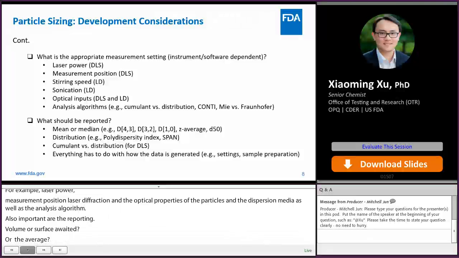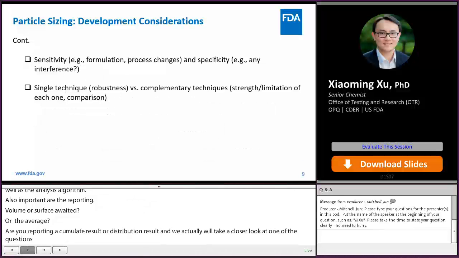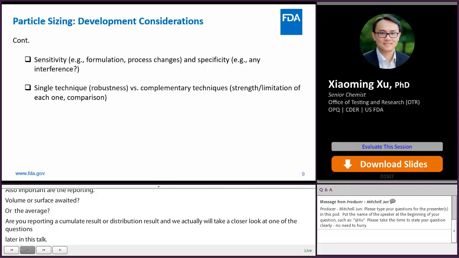Again, document everything that has to do with how data is generated, because those are important for the assessors to evaluate. And last but not least, is your method sensitive to formulation or process changes? For example, if you use a method for the purpose of quality control, you need to make sure that the method is sensitive. And generally, a single technique may be sufficient for either quality control or to demonstrate bioequivalence. However, it is sometimes advantageous to try a few complementary techniques to improve your understanding of the product.